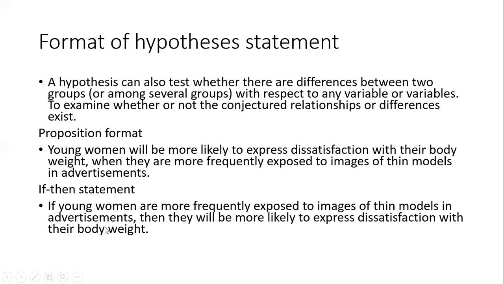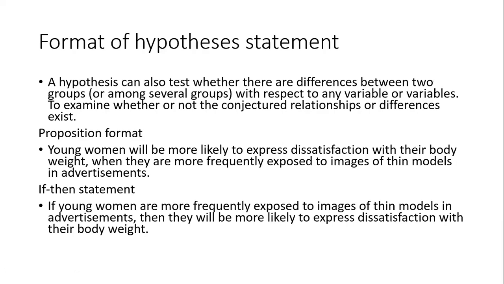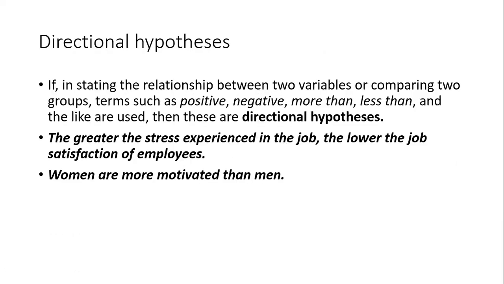एक और है, one is proposition format and one is if-then format. इफ देन फॉर्मेट क्या है: if young women are more frequently exposed to images of thin models in advertisement, then they will be more likely to express dissatisfaction with their body weight. So the if-then statement is when there is if and then, okay, the same statement we have made in if-then, and this is the proposition format. So there are different kinds of format. One is proposition format and one is if-then format. So you can make your hypothesis in these formats if you would like, ठीक है जी.